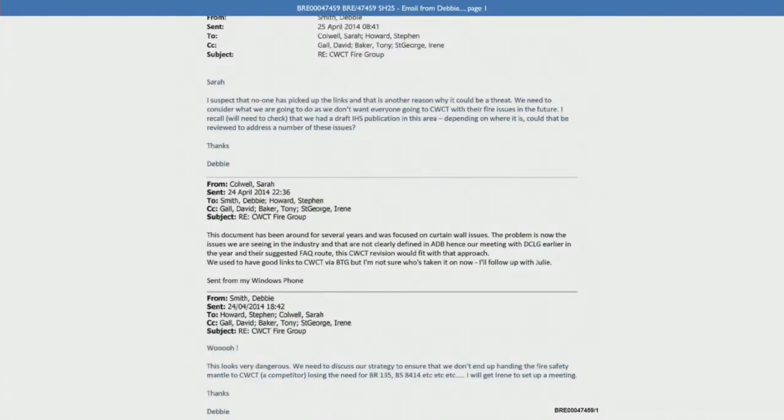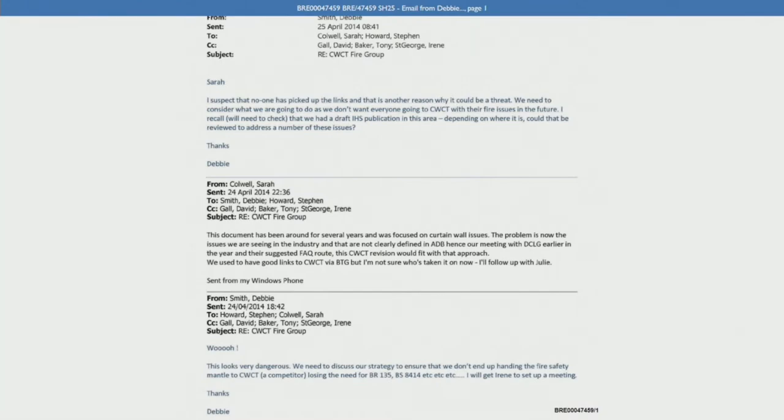And we can see Sarah Colwell's response to your email. And she says that this document has been around for several years and was focused on curtain wall issues. The problem is now the issues we are seeing in the industry that are not clearly defined in ADB, hence our meeting with DCLG earlier in the year and their suggested FAQ route. This CWCT revision would fit with that approach. We used to have good links to CWCT via BTG, but I'm not sure who's taking it on now. I'll follow up with Julie.